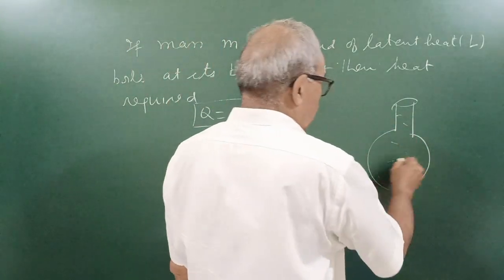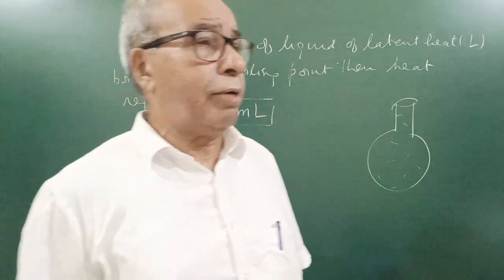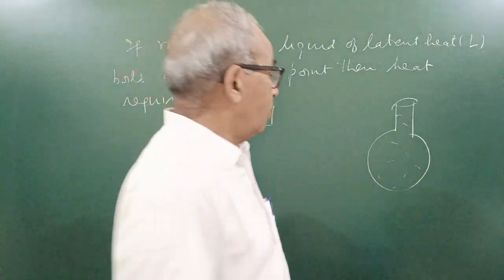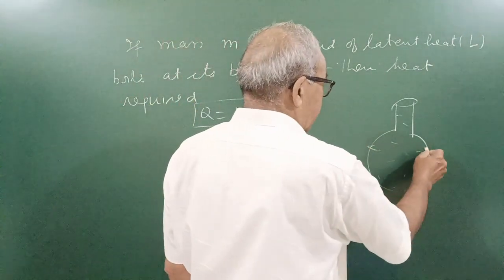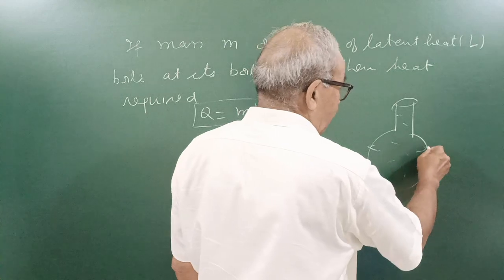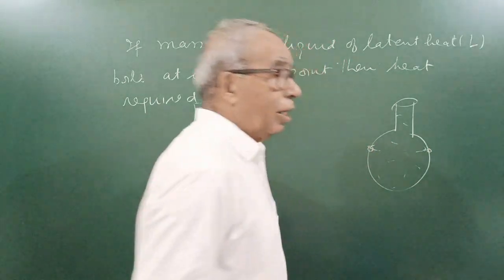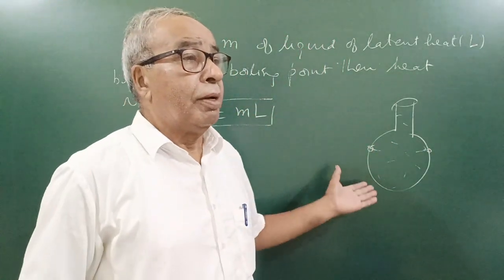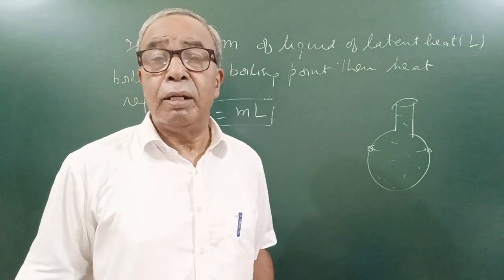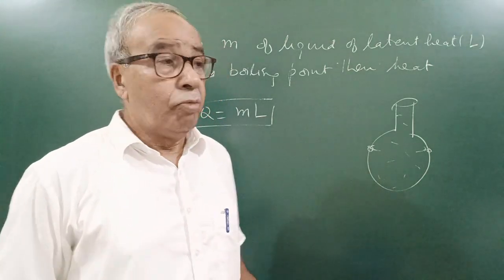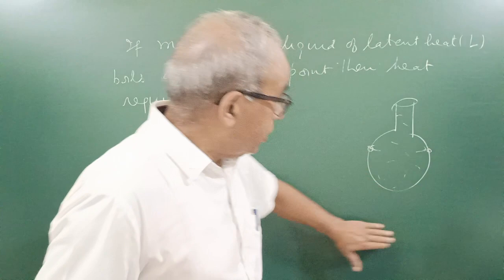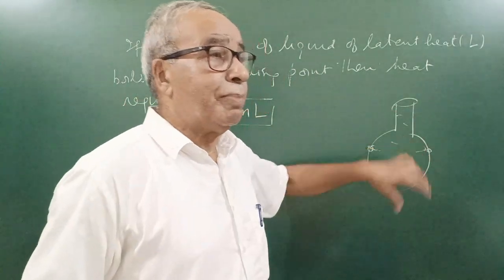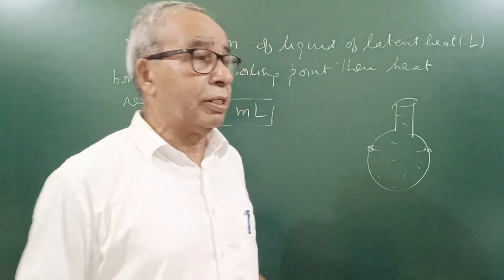Why? Because molecules have different energy. The molecules having energy larger than others come to the surface from where they get evaporated. For evaporation, latent heat will be taken from the container itself. So the temperature of that keeps on decreasing.